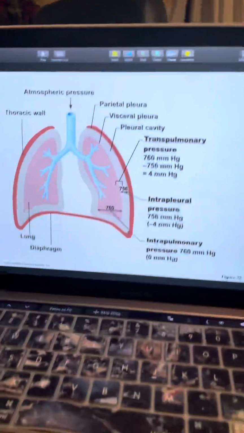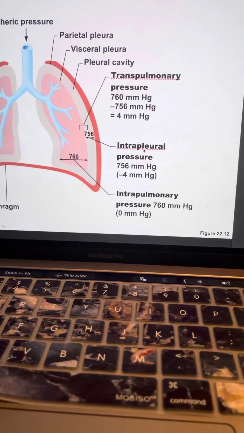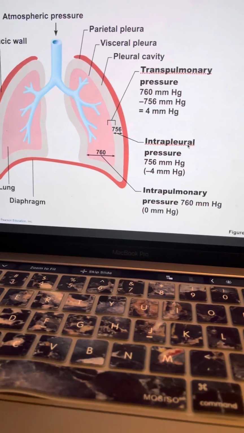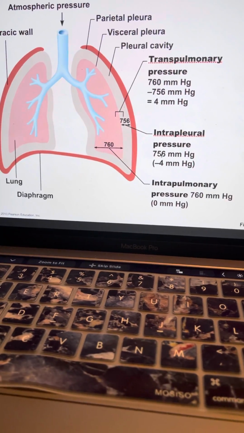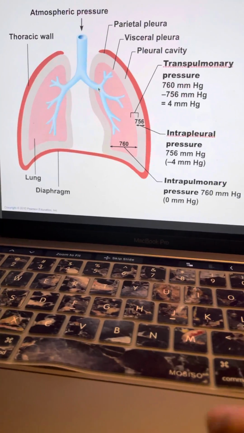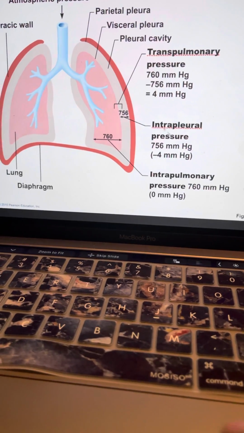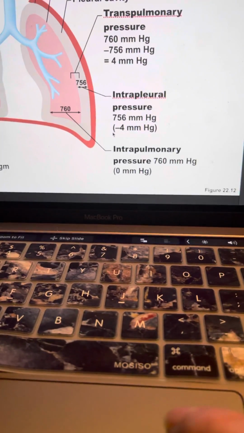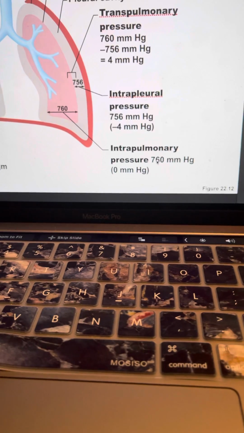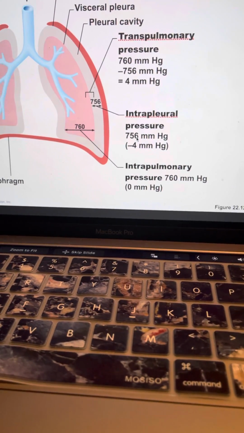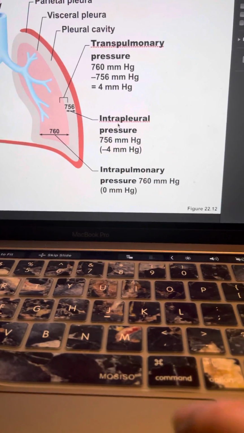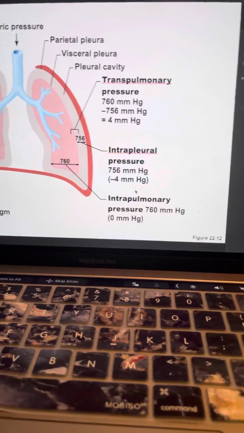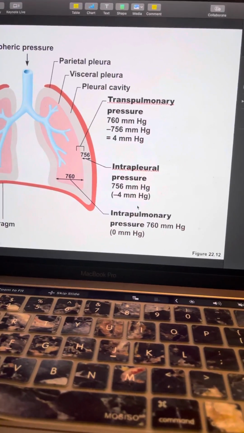Okay, so next, intrapleural pressure. So intra, again, inside, and pleural pressure. We've talked about this term pleural in Anatomy 1 when we talked about the membrane, the visceral and parietal pleura that protect the lungs. So the pressure within this needs to be minus 4 in comparison, because if these two are equal, the intrapleural pressure and the intrapulmonary pressure, that's going to end up with a collapsed lung.